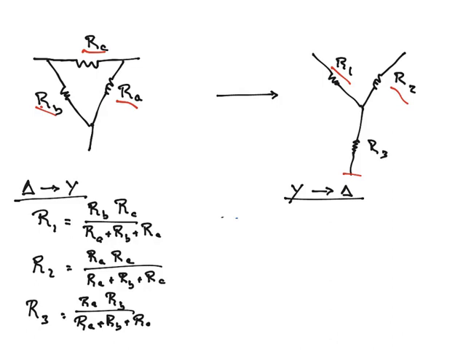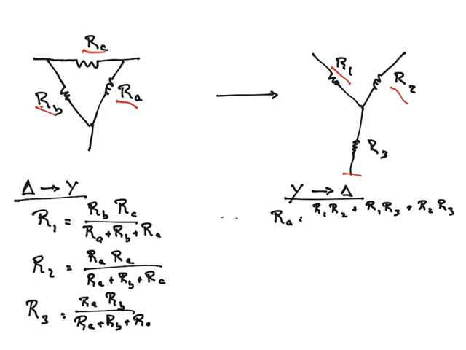The result of the algebra goes like this. Say I want RA. Well, the rule to go from Y to delta says in the numerator, you're going to take the product of all three of these resistors pairwise. So all the different combinations of multiplying two resistors together. So I have resistor 1 times resistor 2, that's one pair, plus resistor 1 with resistor 3, that's another pair. And then the only one I haven't done is resistor 2 and resistor 3 multiplied together.